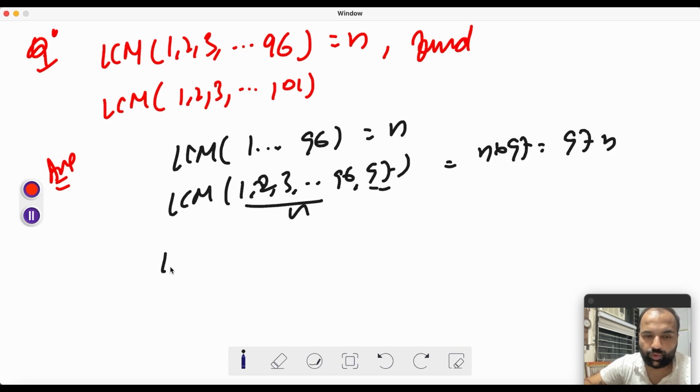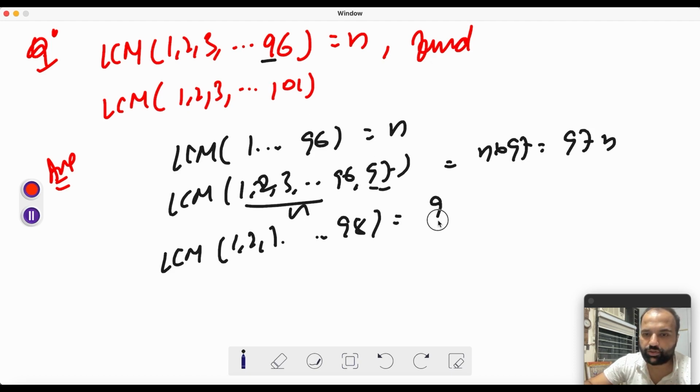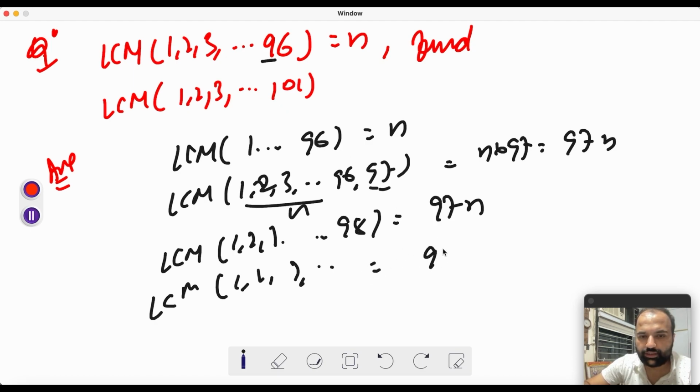Now 98 is nothing but 49 into 2. 49 we have already done over here, 2 we have already done, so it's not going to make any changes. And LCM of 99: 3 into 33, which is 3 into 3 into 11, 9 into 11, which is already done over here. So it's not going to change anyway. For 100, it's 25 into 4, so 5 squared and 2 squared are already there. So for 100 no changes, it stays at 97n.